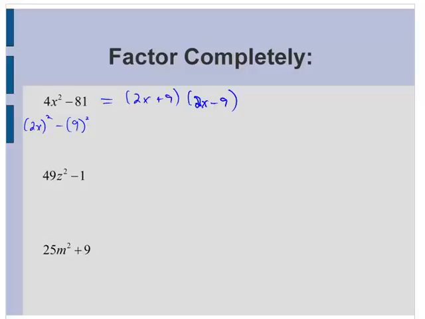49z squared minus 1. Well, 49z squared is the perfect square of 7z, and 1 is the perfect square of 1. So this can be written as 7z plus 1 by 7z minus 1. 25m squared plus 9. Well, 25m squared is the perfect square of 5m, and 9 is the perfect square of 3. Wait a second. That's not a difference, that's a sum.